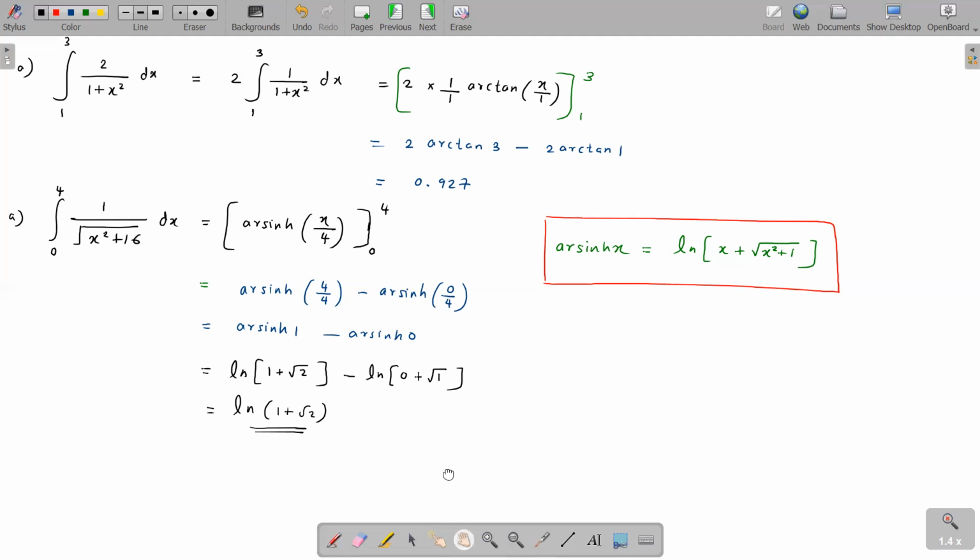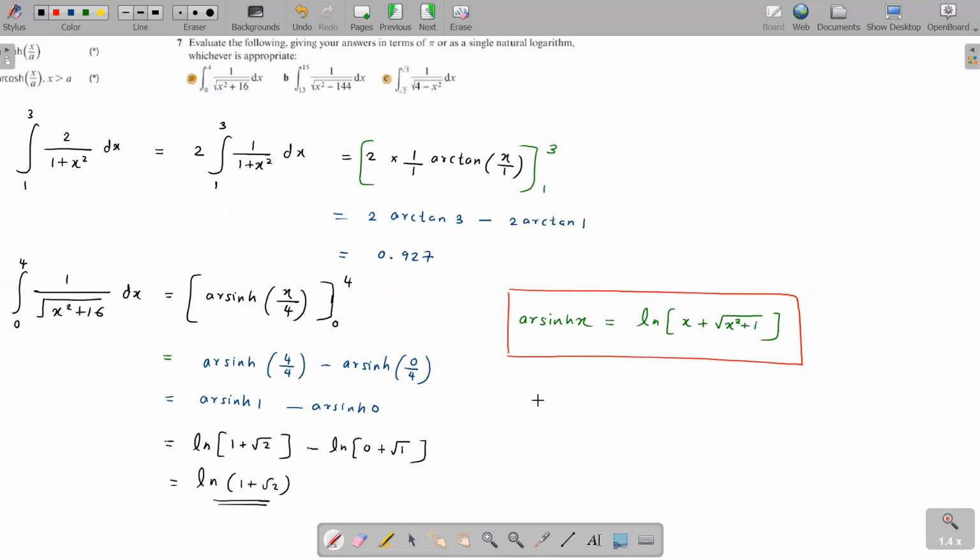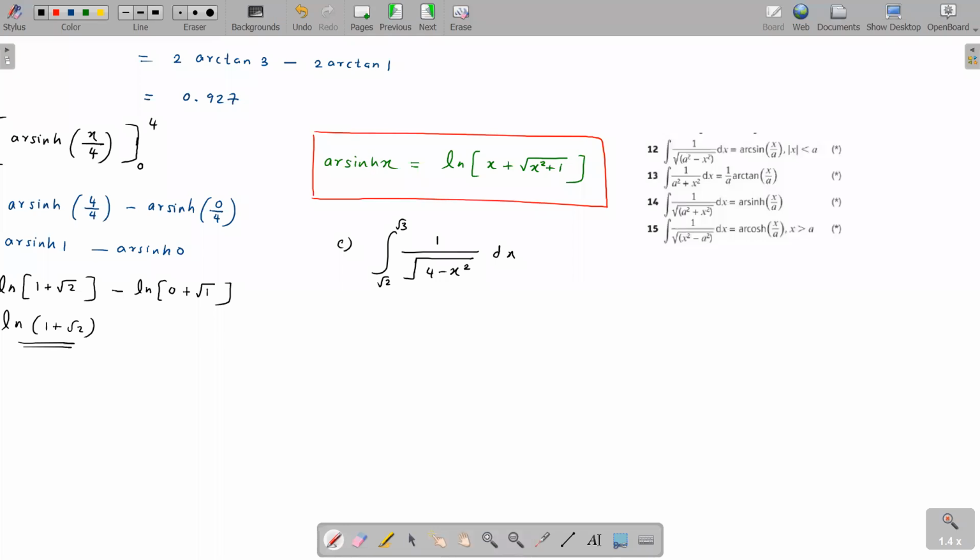So the next one, part C. Integration from root 2 to root 3, 1 over root 4 minus x square. So this one, root 4 minus x square, we can use rule number 15, root x square minus a square. So when I use this, what do I get? We can directly use it. Your a value is actually what? A square is 4, which means a is 2, right?